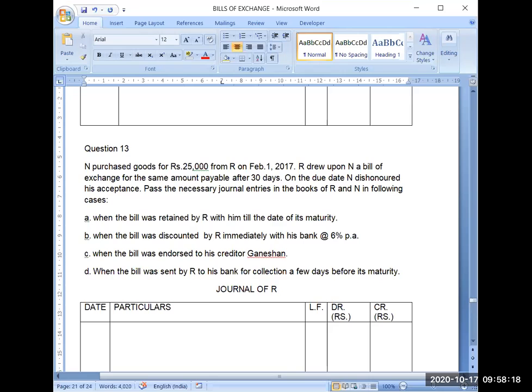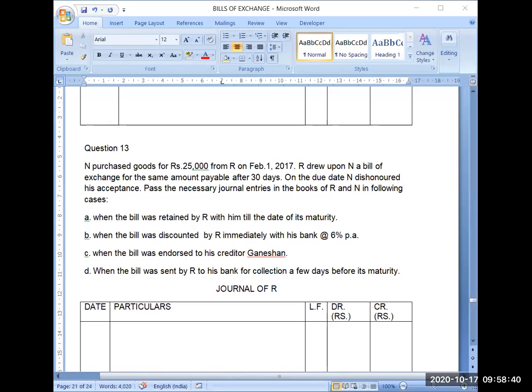R drew upon N a bill of exchange for the same amount payable after 30 days. So R has written a bill for N, and the tenure of the bill is 30 days. Now N, on the due date, dishonored his acceptance. So N has not made the payment on the due date. Pass the necessary journal entries in the books of R and N in the following cases.